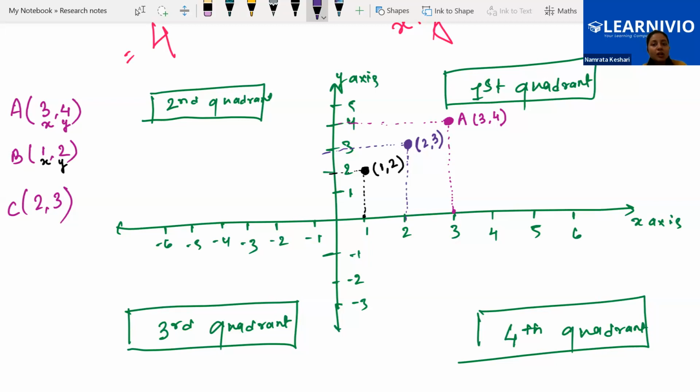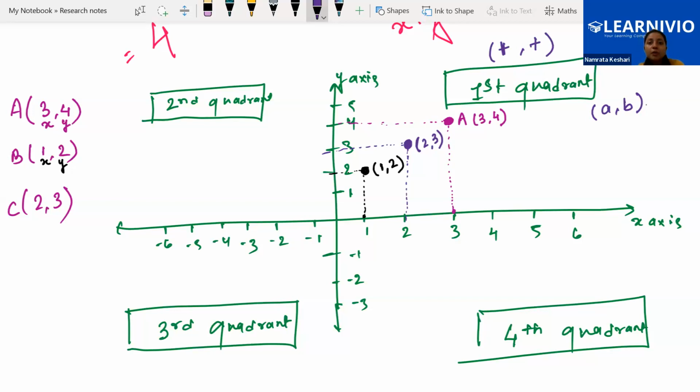Now, can you see all the points we have located here, (1,2), (2,3), (3,4), are all in the format (a, b), where a and b both are positive? So again we make the same conclusion: in the first quadrant, a point will always look like (a, b), where a and b both are positive. Or you can say it will look like (plus, plus). That means x will be positive and y will also be positive in the first quadrant.